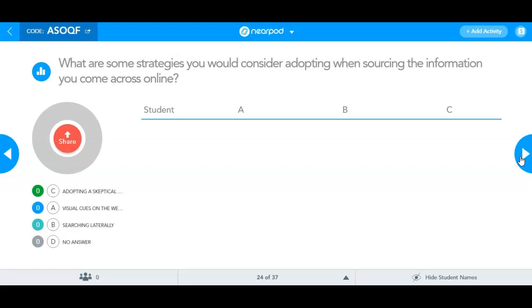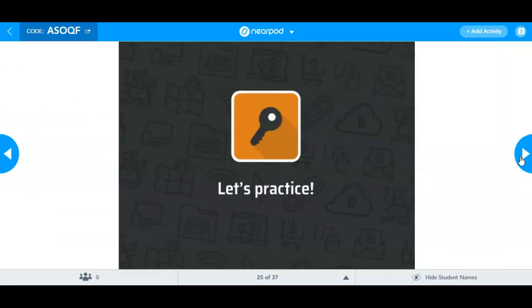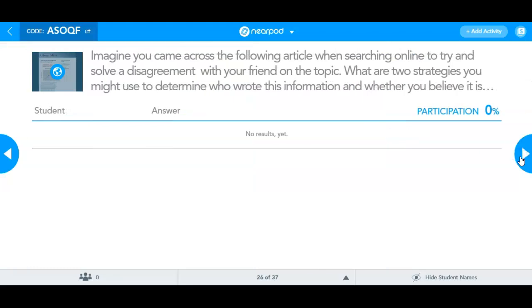Then they will go over some strategies that they would be able to consider adopting when sourcing information. Then they will complete a practice. They will be presented with an article and then asked to answer questions.